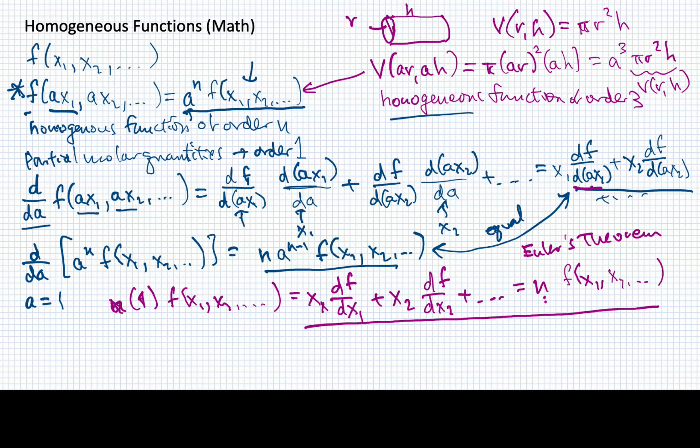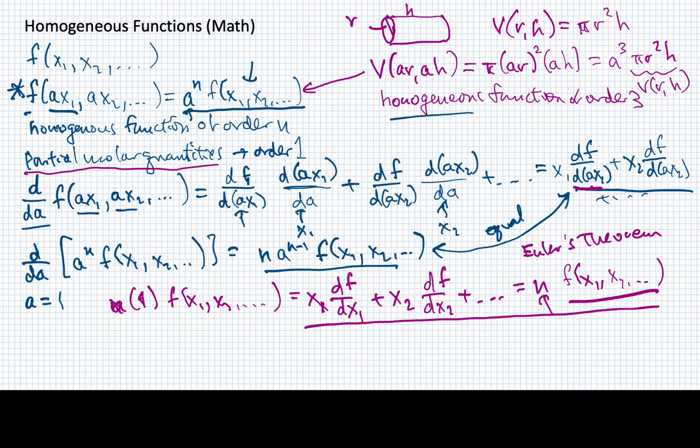Even more remarkable if we're talking about a homogeneous function of order 1, because in that case, that means that this product of variables times the derivative of the function with respect to those variables added together is just equal to the function itself. And so that's what I'm contending is going to be true of these partial molar quantities.